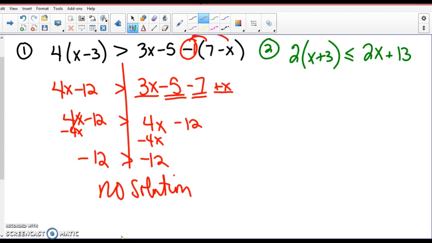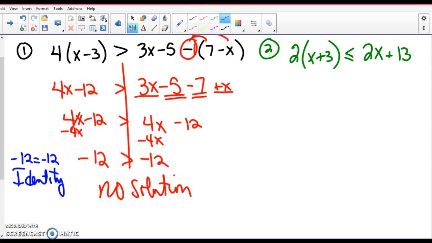If this was an equation, let's pretend it was an equation and everything else worked out, and I got that, what would you write? This is the identity, because that is always true. Every number in the world makes this true. But that's false. So it is no solution. Do not fall into the trap of seeing negative 12 and negative 12 and telling me that that's the identity. This is not the identity because that is a false statement. So it is no solution.